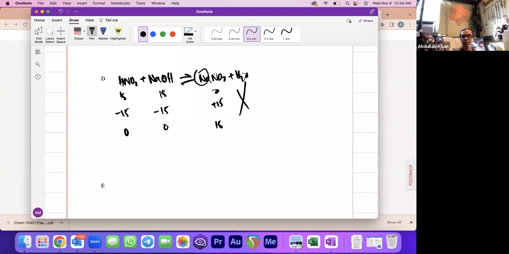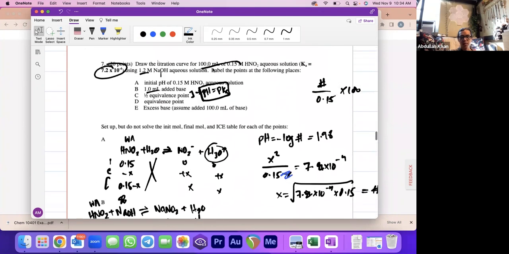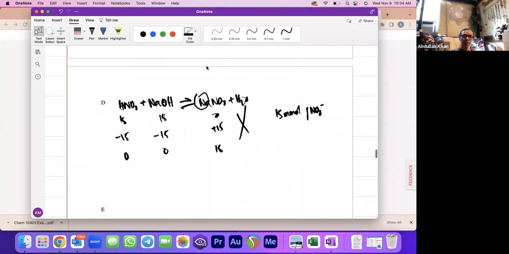Out of this, Na is useless. It's neutral. It came from a strong species. So we have 15 millimoles of NO2 minus, and we need to calculate the pH for that. What is the total volume that has been used up in this whole thing? HNO2 had a volume of 100 mils, given in the question. NaOH, the volume isn't given, so we do the same game as before.